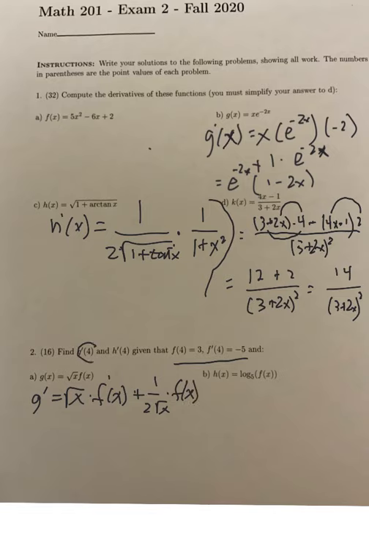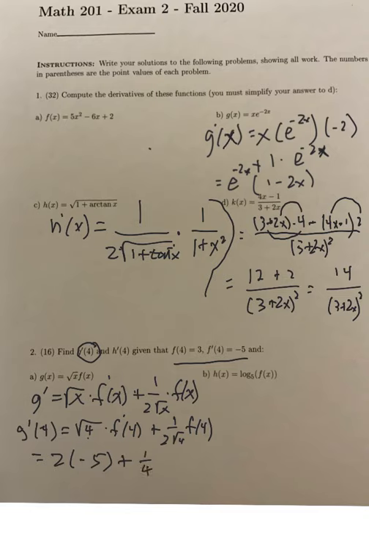And then the problem asks us to calculate g prime of 4. So let's plug our 4 in. Everywhere there's an x, plug in a 4. And then square root of 4 is 2. F prime of 4 is negative 5. Square root of 4 is still 2, so I get a 1/4 there. And then f of 4 is 3. And if you simplify that, you get negative 37/4. Actually, this right here would get you all of the points. You didn't have to do the arithmetic.